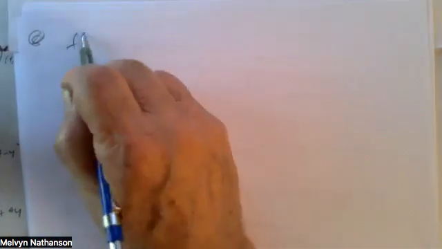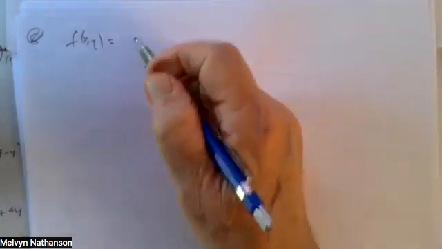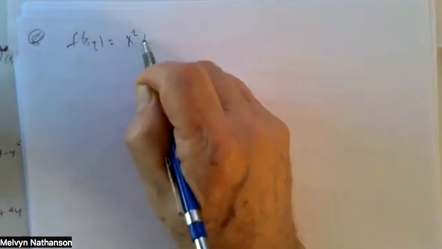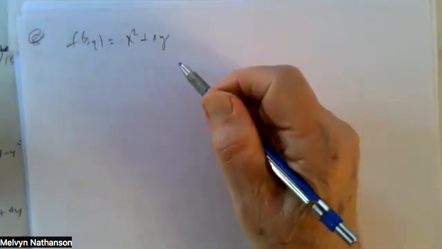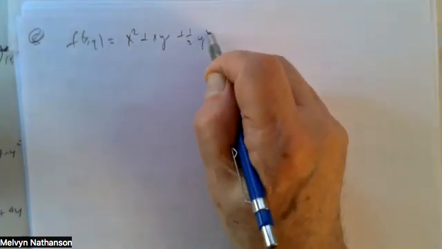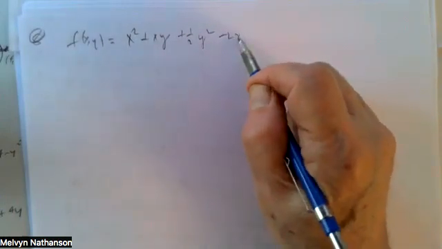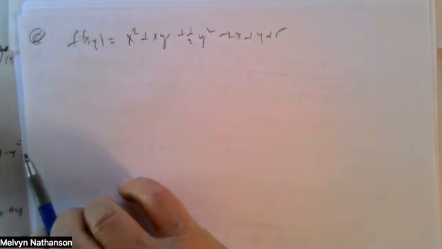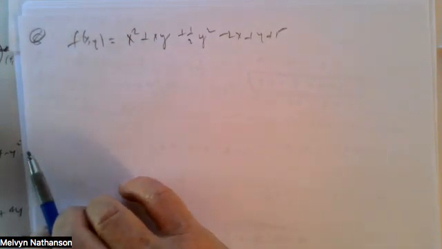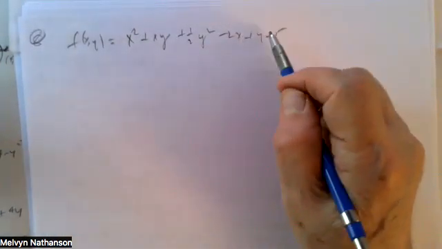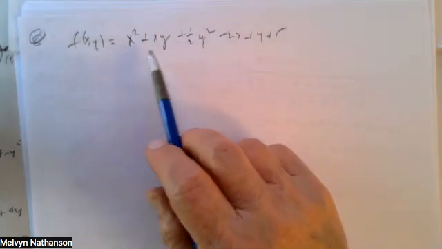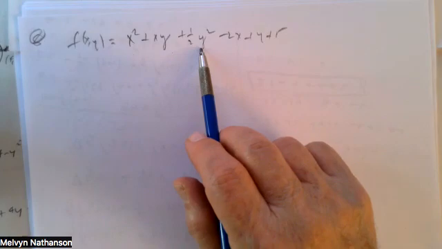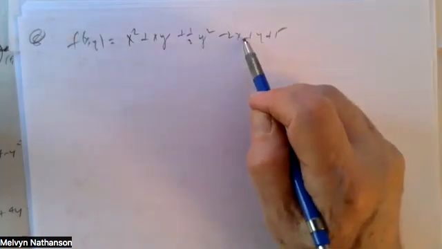So we have a function f of x, y equal to x squared plus xy plus a half y squared minus 2x plus y plus 5. And we want to find the local maxima and local minimum of this function using the critical points and the second partial derivative test.